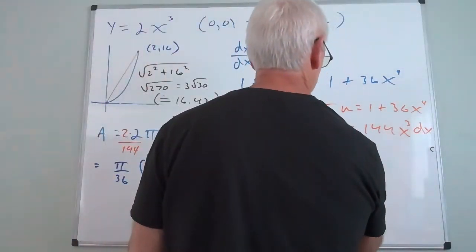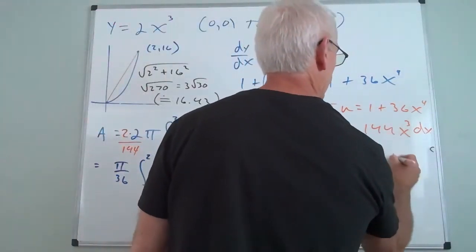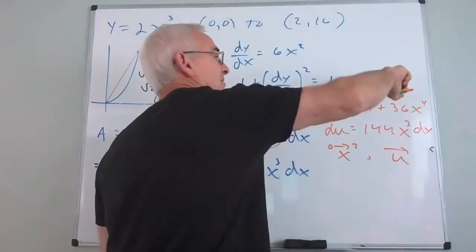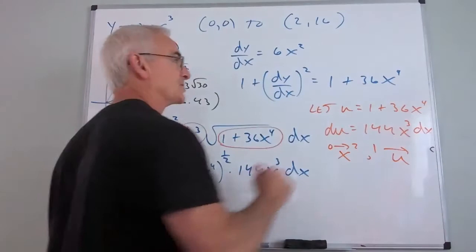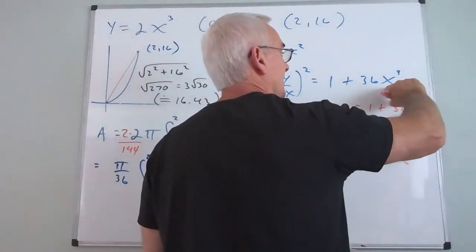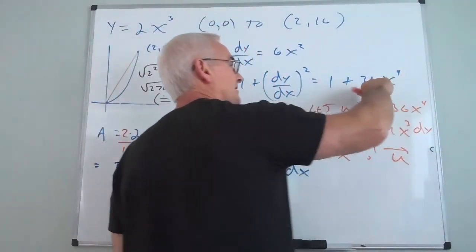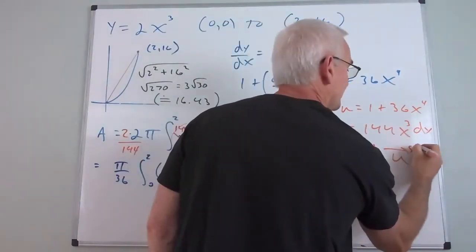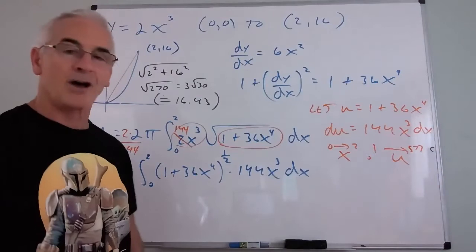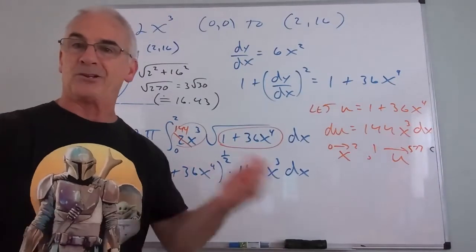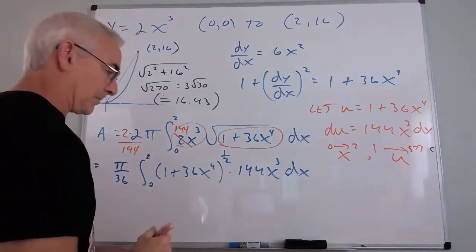So as x ranges from 0 to 2, well, let's see, when x is 0, u will be 1. When x is 2, 2 to the 4th is 16. 16 times 36 is 576, plus 1, 577. 577 is not a friendly number. Not at all. There's nothing that I can do with that. That's going to show up at the end of the problem, obviously.